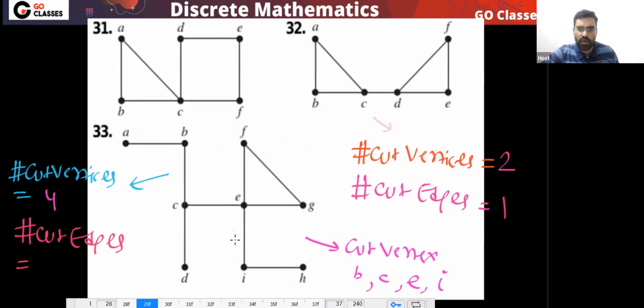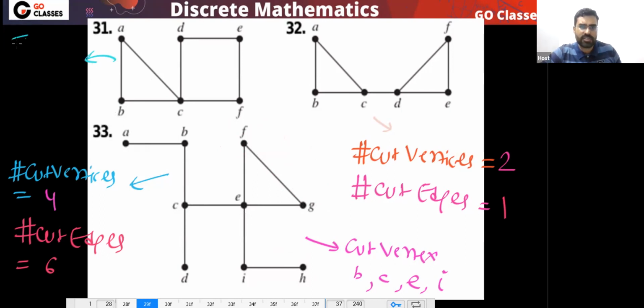1, 2, 3, 4, 5, 6. Total 6 edges are non-cycle edges. You can notice removing each of these will increase the number of components. And what about this graph?